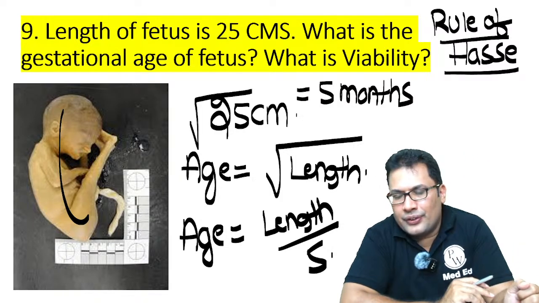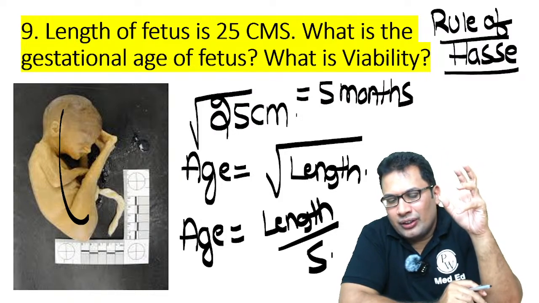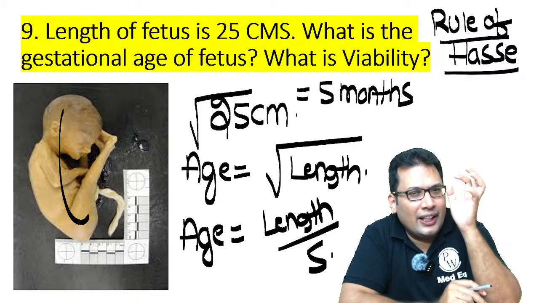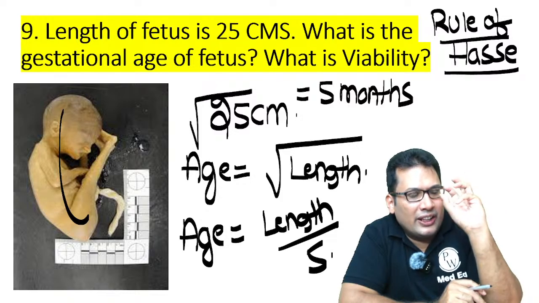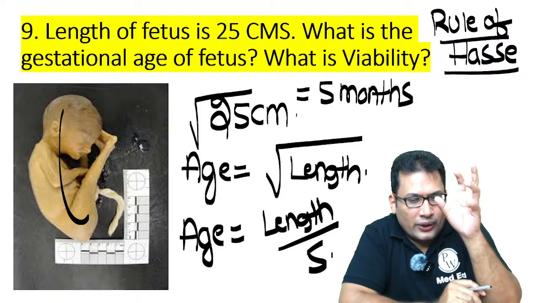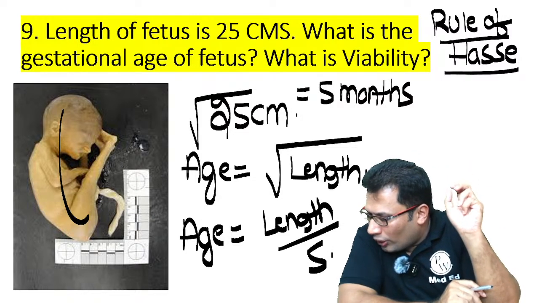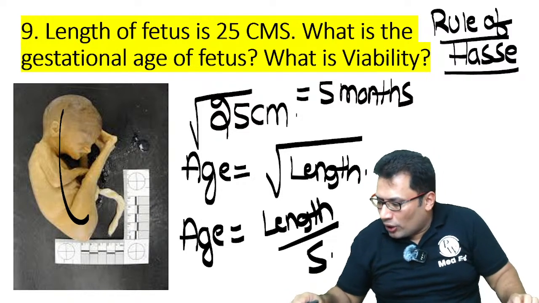What do you mean by viability? Viability means 7 months of age. Okay, 7 months is the age of viability. In India it is around 7 months, 28 weeks. Okay, 28 weeks. Medboy, very good, anybody can answer.